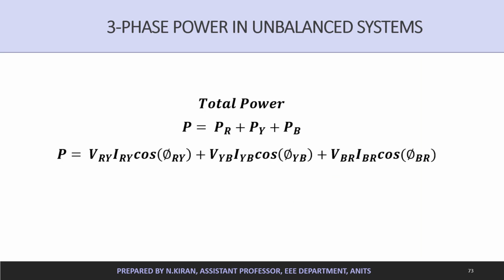So the total three-phase power in an unbalanced system is the sum of individual powers in each phase. That is, P is equal to PR plus PY plus PB, where PR is VRY IRY into cos of the angle between them, PY is VYB IYB into cos of the angle between them, and PB is VBR into IBR into cos of the angle between them.